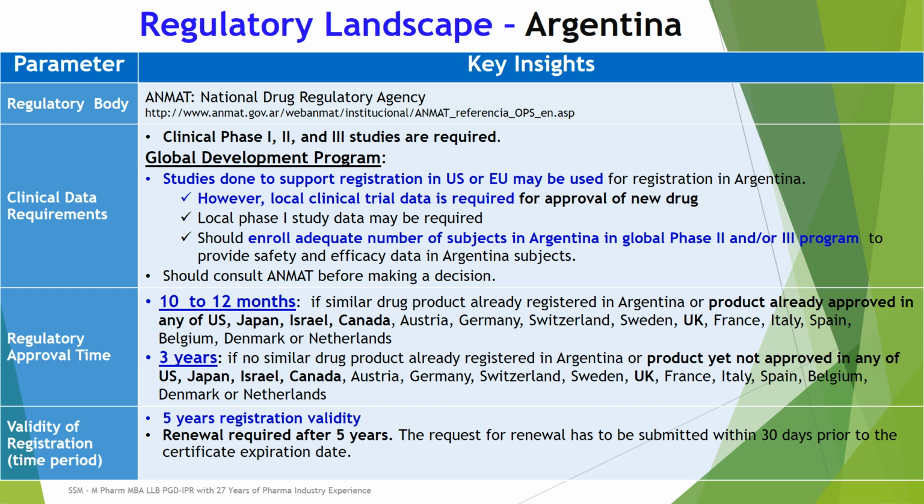One should enroll adequate number of subjects in Argentina in global phase 2 and or phase 3 program to provide safety and efficacy data in Argentina subjects. 10 to 12 months is the approval time if the similar drug product is already registered in Argentina, or if the product is already approved in one of these mentioned countries like US, Japan, Israel, Canada, UK, Australia, Germany, Switzerland, Sweden, France, Italy, Spain, Belgium, Denmark, Netherlands.